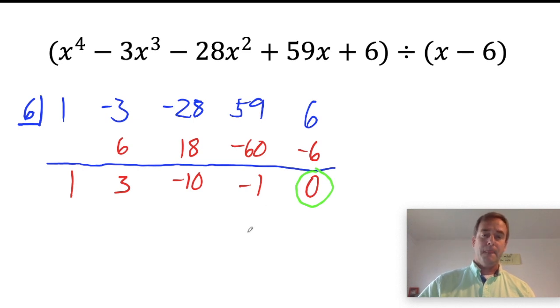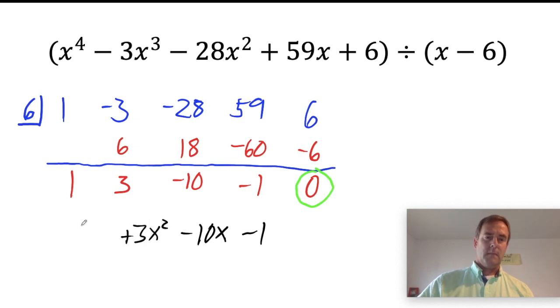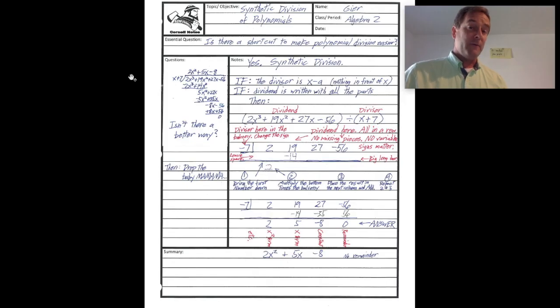No remainder. Constant term of 1. Negative 10x. Positive 3x squared. Positive 1x cubed. Done. The quotient of this division problem is x cubed plus 3x squared minus 10x minus 1. But if all I was interested in was whether this is a factor, I didn't need that. I know it is. And there you have it, my friends.